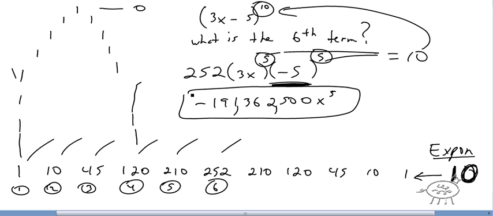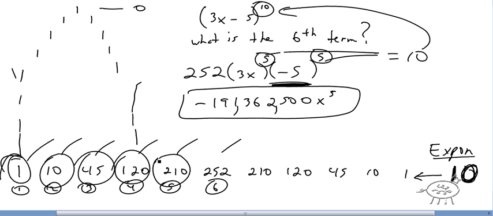Okay? Because remember, the first term is going to be x to the 10th, then x to the 9th, x to the 8th, x to the 7th, x to the 6th, x to the 5th. All right? So that's kind of the biggest use of Pascal's triangle, finding some of these big binomials with a big exponent. And anyway, if you do that, you'll be good to go.